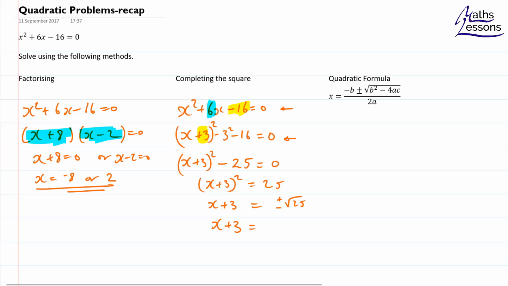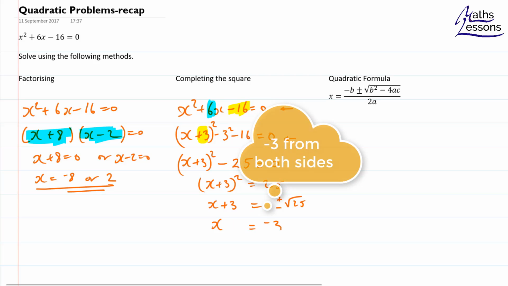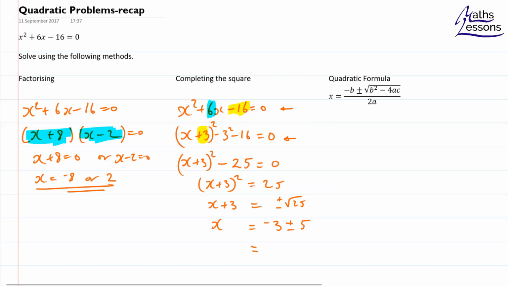And I'm just going to take off that 3. To take 3 off that side, I need to take 3 off this side. And I've got minus 3 plus or minus square root of 25. Well, the square root of 25 is 5. And we can see minus 3 plus 5 is going to be 2. And minus 3 minus 5 will give us minus 8. So again, we get the same answer for x.